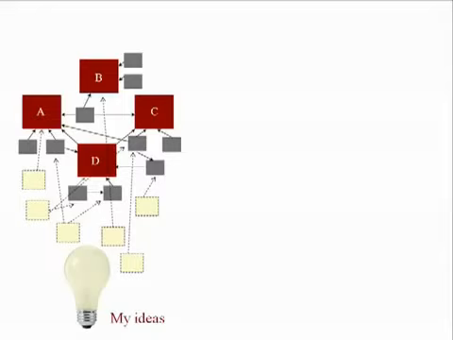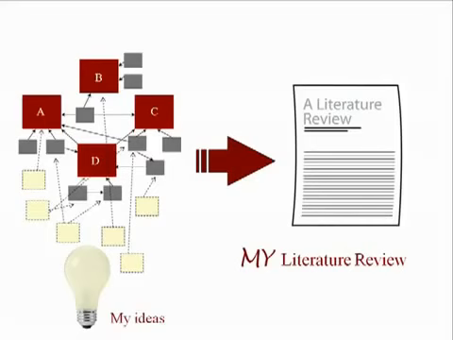This process, discovering relationships in the literature and developing and connecting your own ideas to it, is what helps you turn a network of articles into a coherent review of the literature.